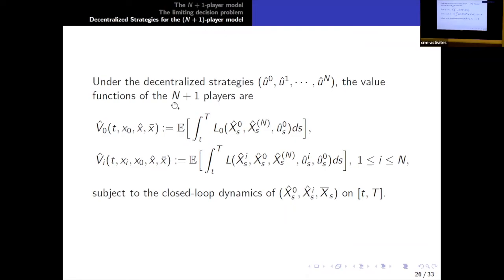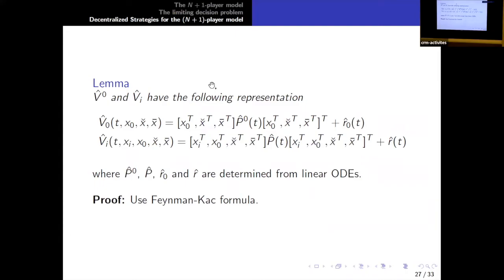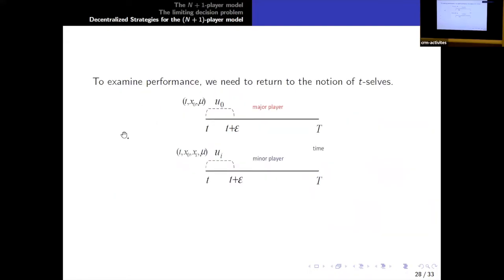Here we have the auxiliary value functions. That is, when we have the decentralized strategies, we can calculate the value functions for the two players in their closed loop. We have the following lemma about the structure of the two value functions. And now we are ready to quantify the performance. So the idea is like this.